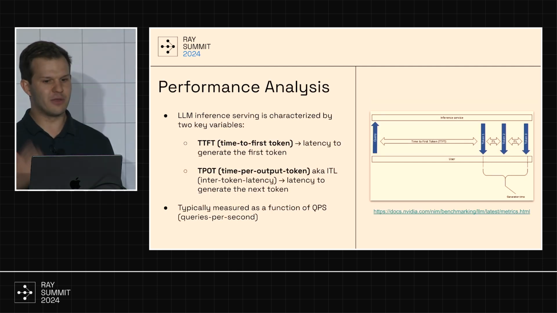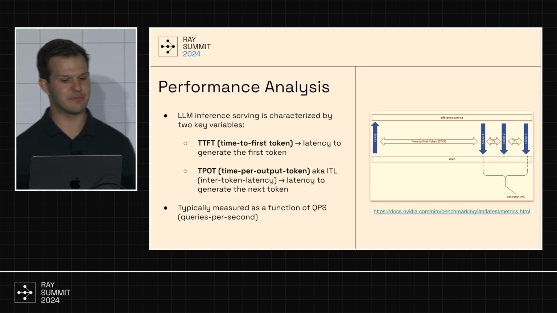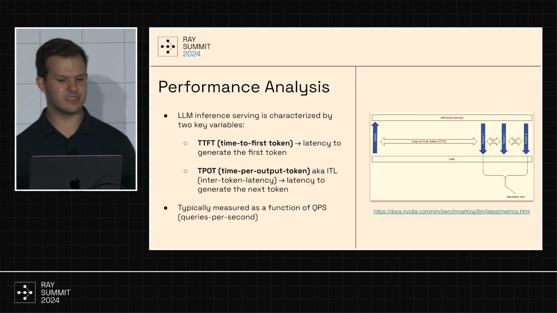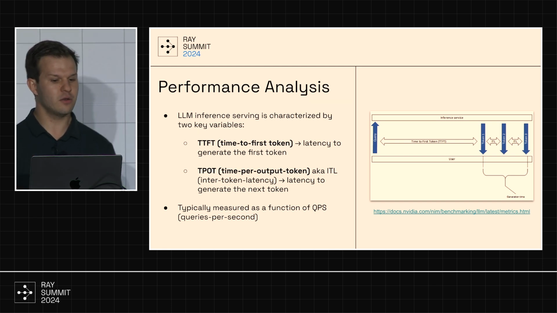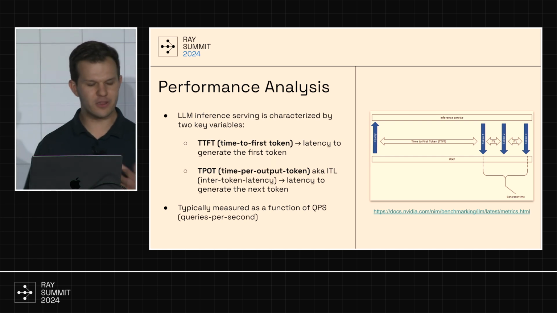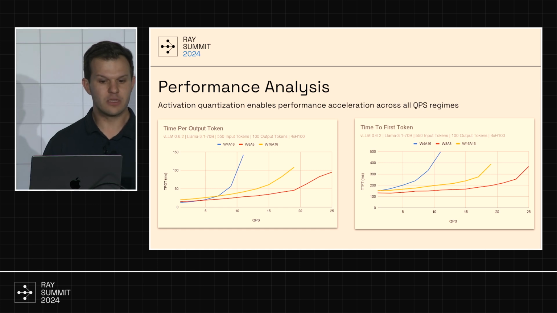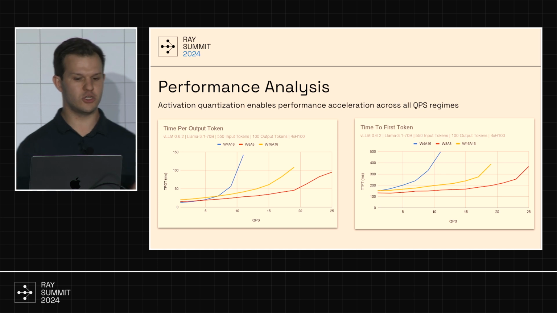And so to give you a little bit of real-world data on this, I wanted to talk about some of the key metrics that we use to analyze the performance of an LLM inference server. There's really 2 key variables to consider. The first is time to first token, which is the latency to generate the first token in the batch of a request, and time per output token, which is the inter-token latency, effectively how long it takes to generate the next token. And typically we measure these variables as a function of queries per second, the amount of load on the server. And these charts here demonstrate how the various quantization schemes respond to load.